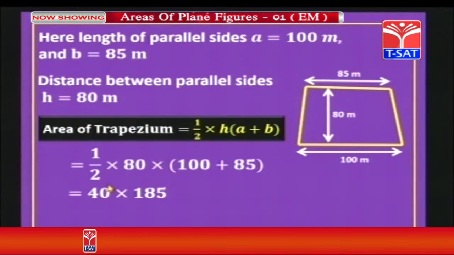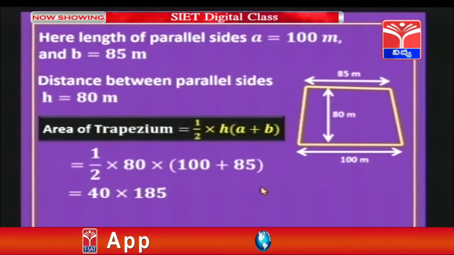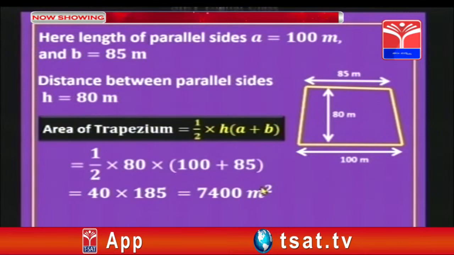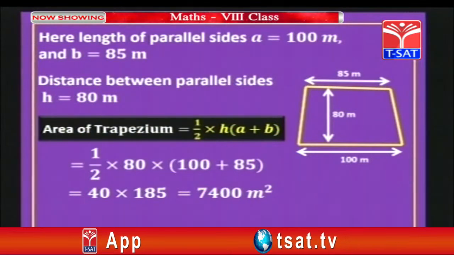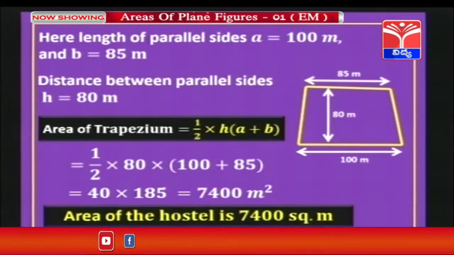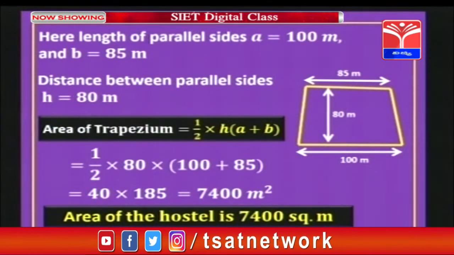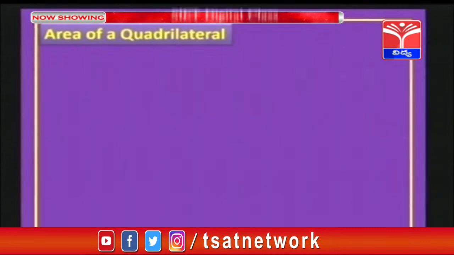So how much do you get? 40 into 185. On multiplying these two, you get 7,400 meters square. Hence I can say that the area of the hostel is 7,400 square meters. So next we will move on to our next one, that is area of a quadrilateral.